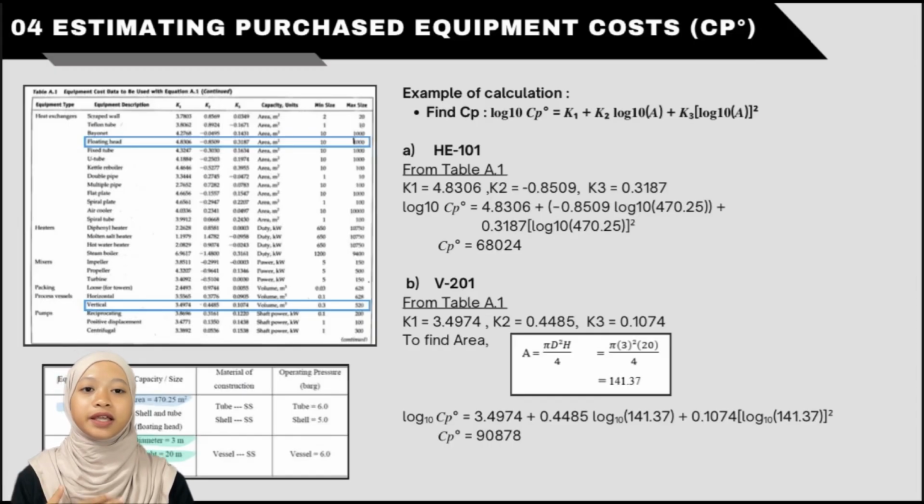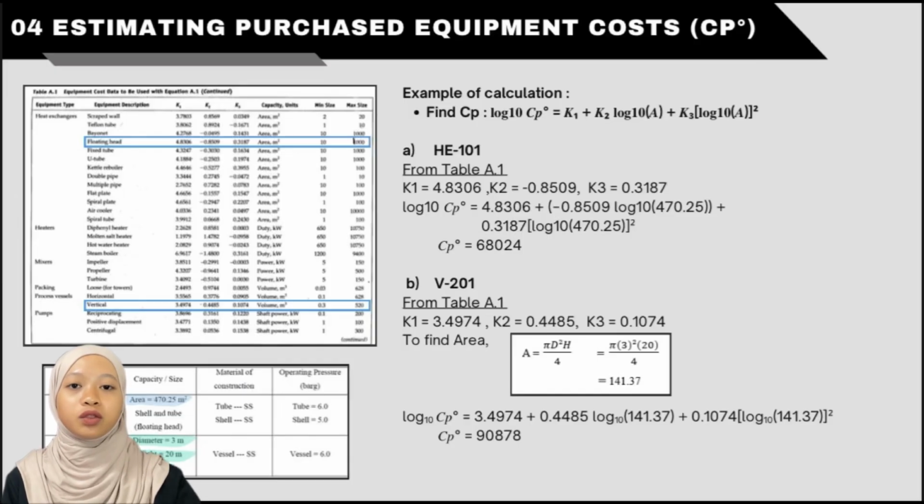On the left side of the slide, Table A1 provides a list of various equipment types with their respective constants K1, K2 and K3. For the first example, HE101 refers to a shell and tube heat exchanger with a floating head. The given surface area is 470.25 meters squared. Based on Table A1, K1 equals 4.8306, K2 equals negative 0.8509, and K3 equals 0.3187. Substituting these values into the formula, the result is CP0 equals 68024.